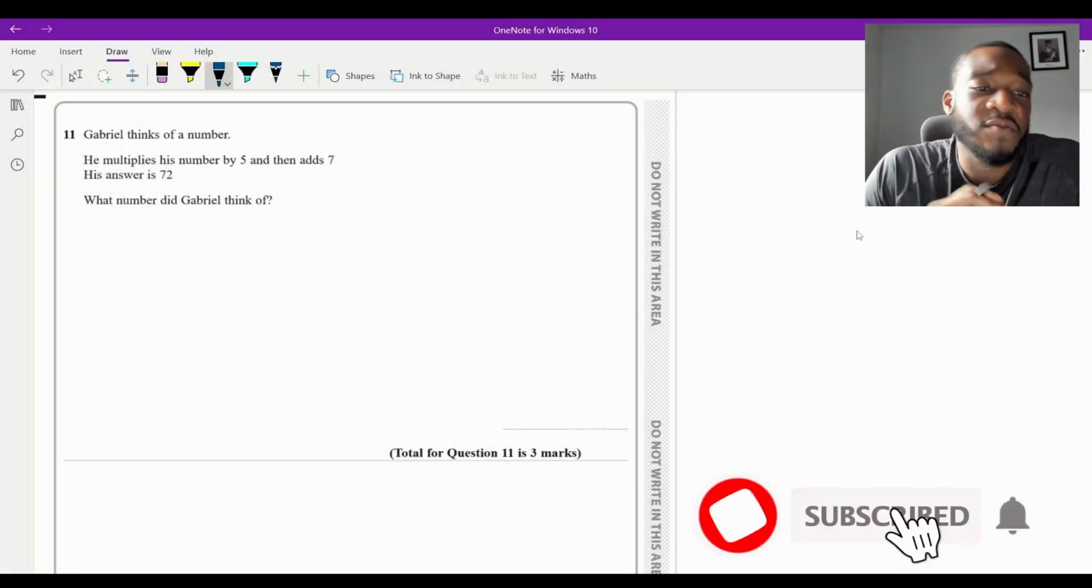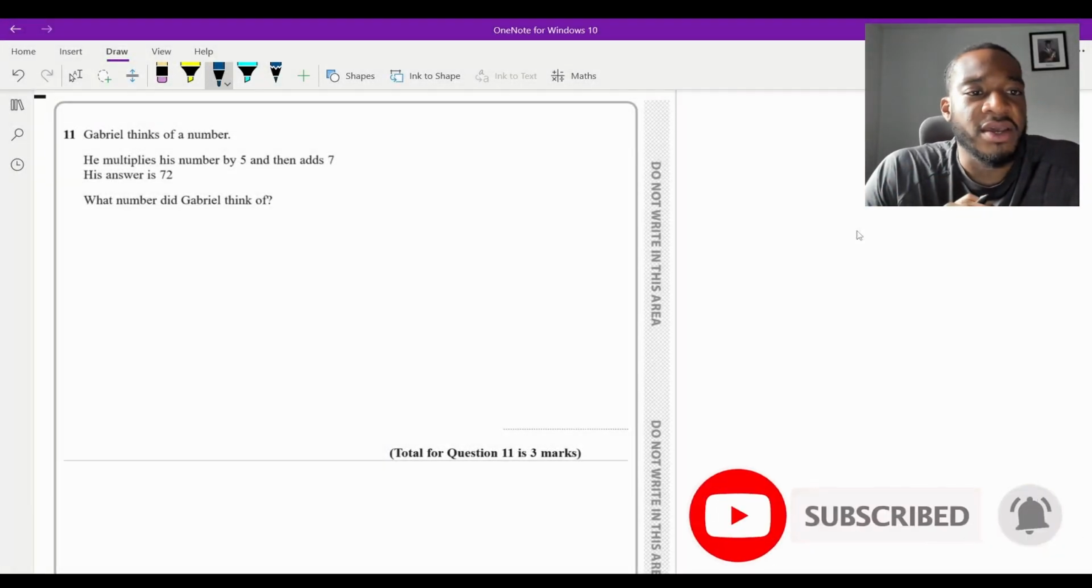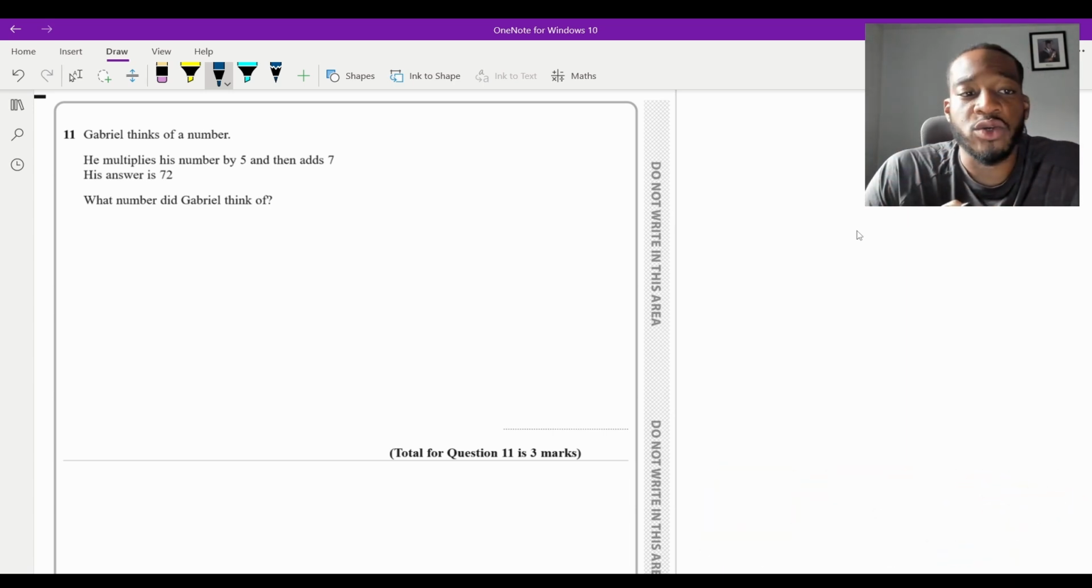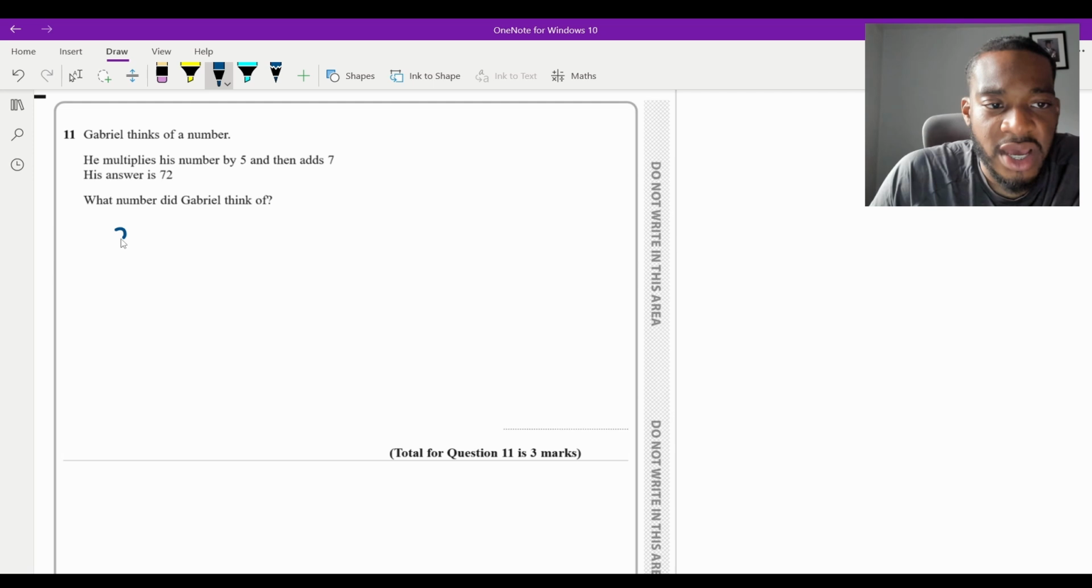And that's it. Okay, so it says Gabriel thinks of a number. He multiplies his number by 5 and then adds 7. His answer is 72. What number did Gabriel think of for 3 marks? Now, what you want to do is remember they're telling us that Gabriel thinks of a number that we don't know. So you want to use algebra. You're going to call it x. So I'm going to call it x, right?